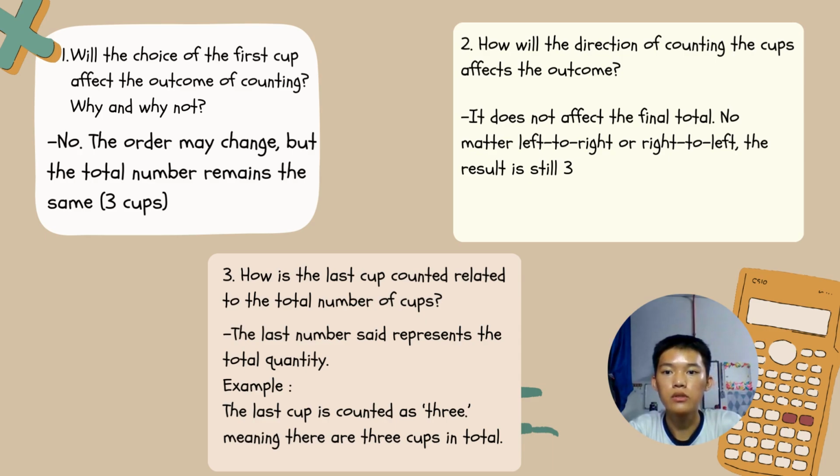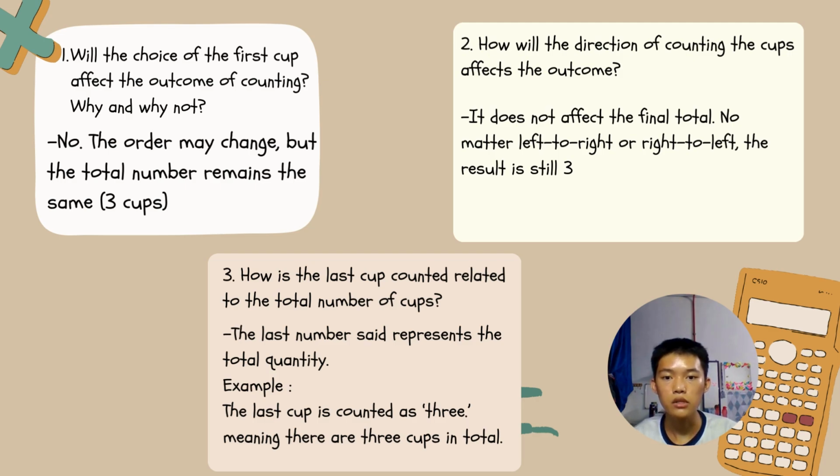So the first question is, will the choice of the first card affect the outcome of counting? Why or why not? So the answer is no, because the order may change, but the total number remains the same, which is three cups. The second question is, how will the direction of counting the cups affect the outcome? The answer is, it does not affect the final total. No matter left to right or right to left, the result will still remain at 3.